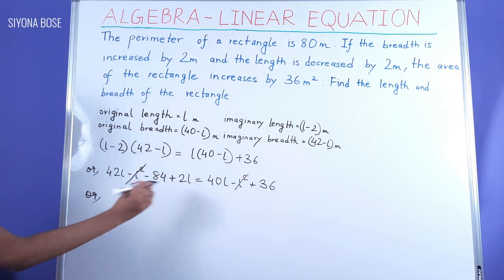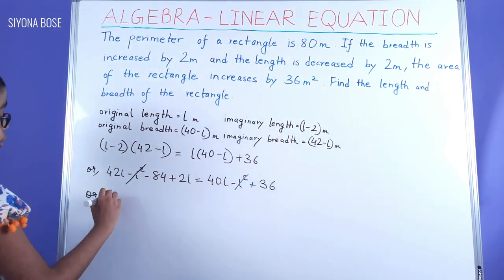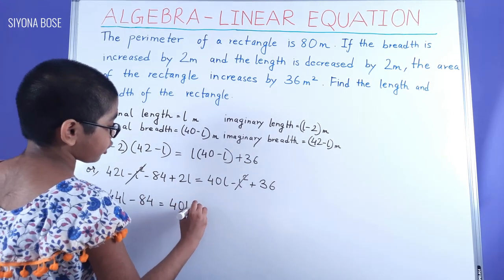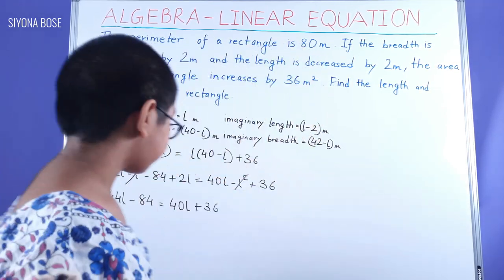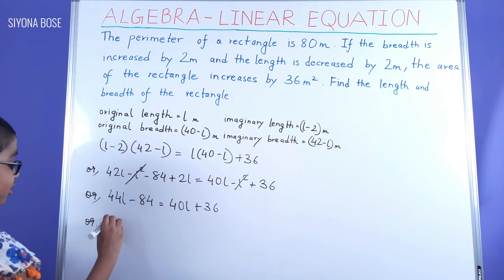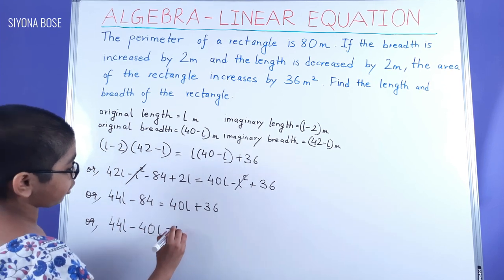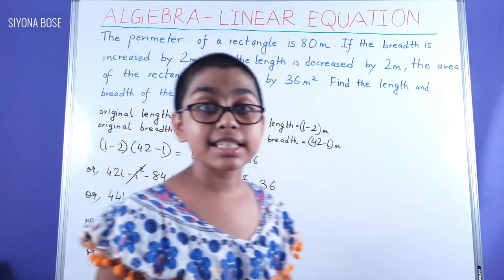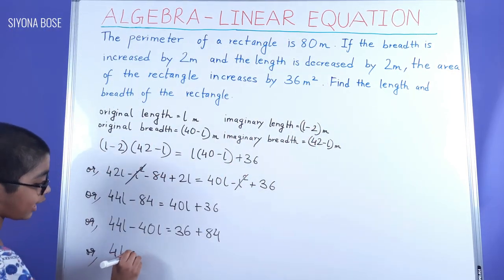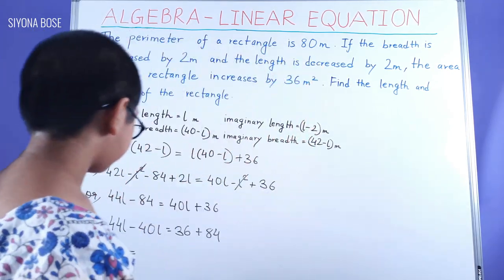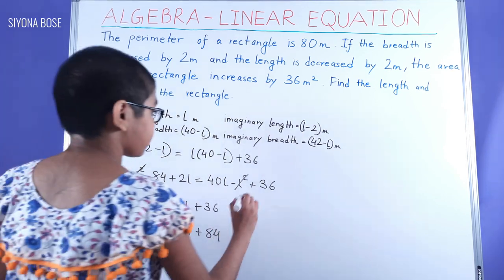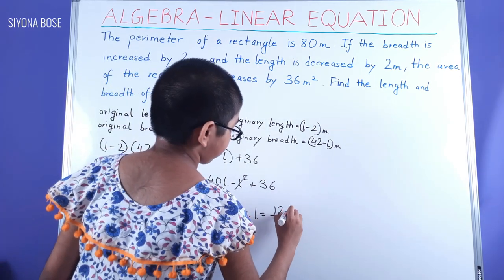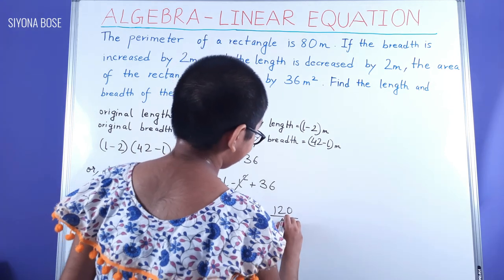Now bring up the like terms together, adding them up, we get 44L over here minus 84 equal to 40L plus 36. Doing a transposition, we get 44L minus 40L equal to 36 plus 84. This gives us 4L equal to 120. Or L equal to 120 by 4, by doing a transposition again, equal to 30.